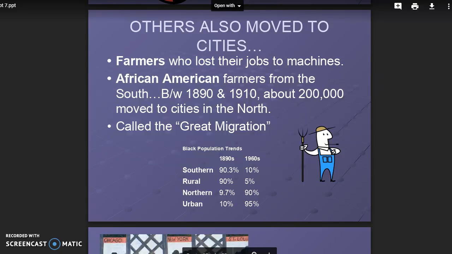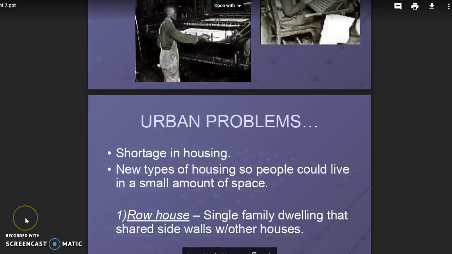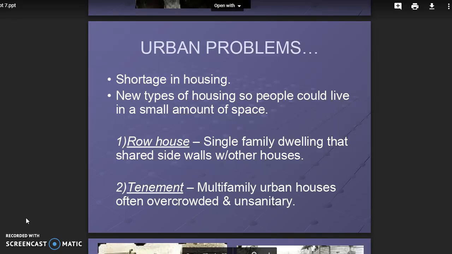So one of the questions you may be asking yourself is, if all these people are moving to the cities, where are they going to live? These are some of the urban problems that we faced. A shortage in housing. So number 16, what was an urban problem? You can write down shortage in housing. And it's also asking you, describe the two new types of housing that was created. Go ahead and summarize number 1 and number 2 on question number 16, please.